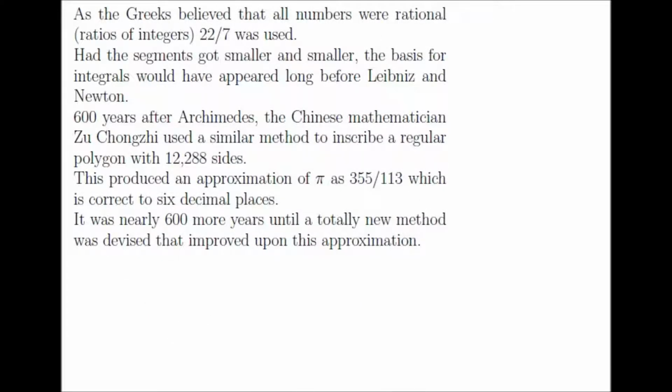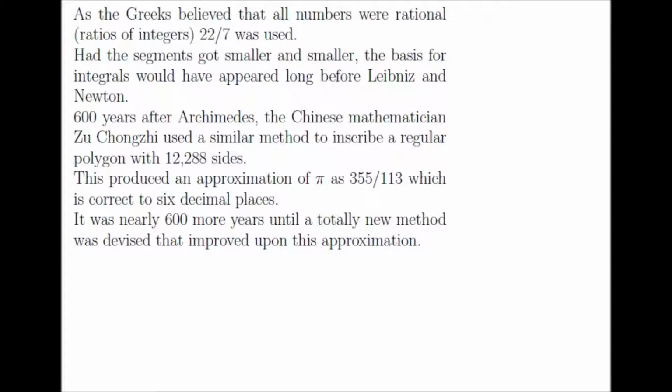As the Greeks believed that all numbers were rational, ratios of integers, 22/7 was used. Had the segments gotten smaller and smaller, the basis for integrals would have appeared long before Leibniz and Newton.